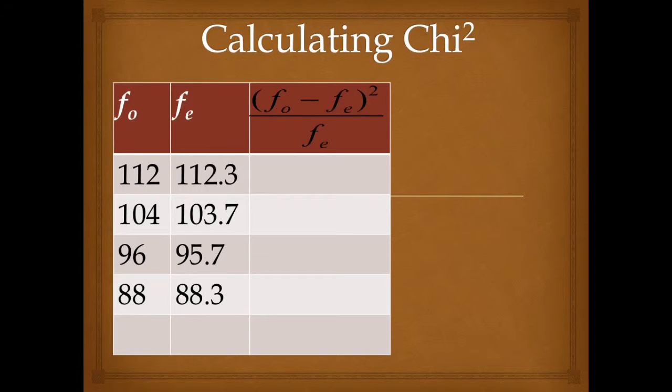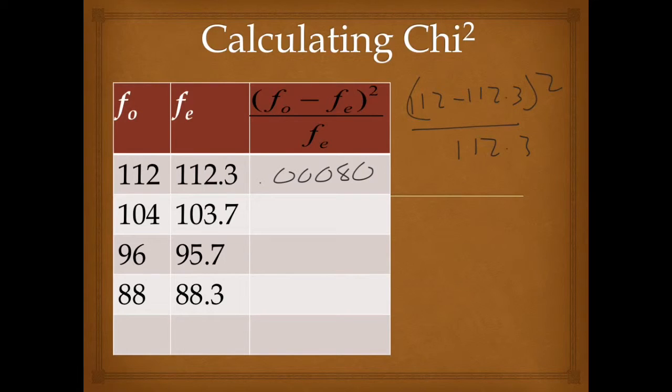Alright, so now in order to calculate chi-squared, we're going to use our formula here. So we have the observed minus the expected, squared, divided by the expected. So for my first term, it would be 112 minus 112.3 squared divided by 112.3. And that gets me a very small number. It's approximately 0.00080.